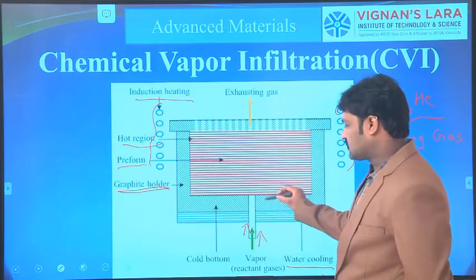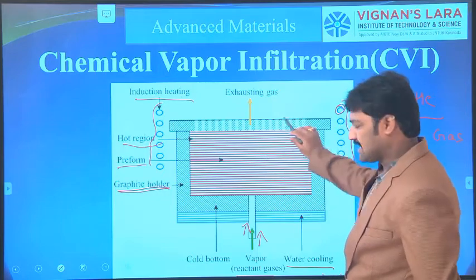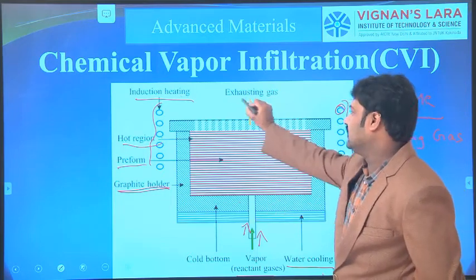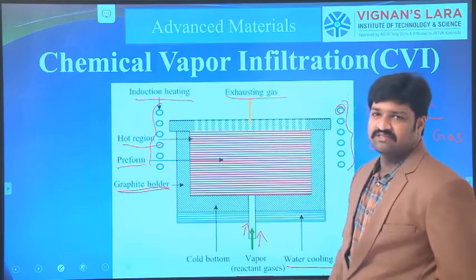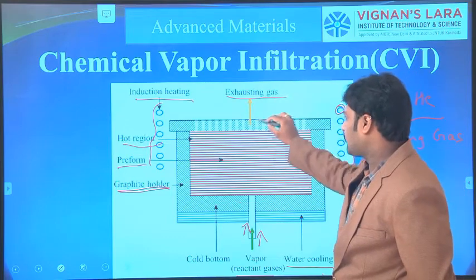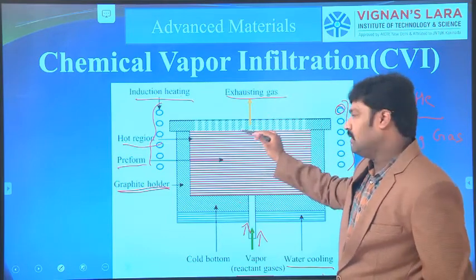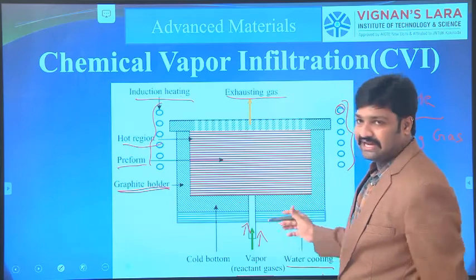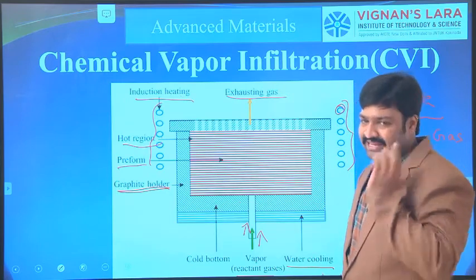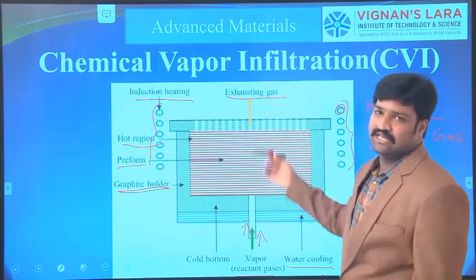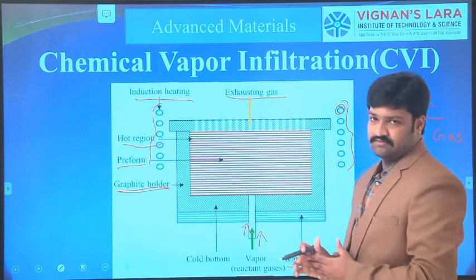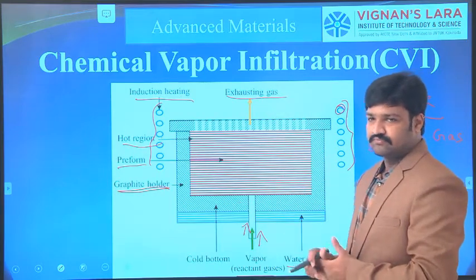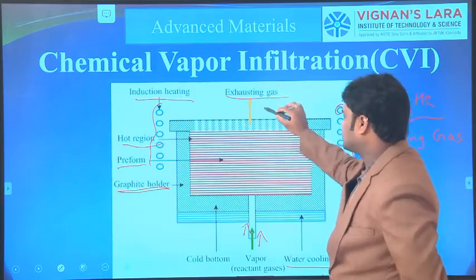The rest of the carrier gases and unreacted gases are exhausted by means of this chamber. On the top of this there are vent ports. By means of these vent ports, the unreacted gases as well as the carrying gases come out from those outlets. Here the exhaust gas is coming out.